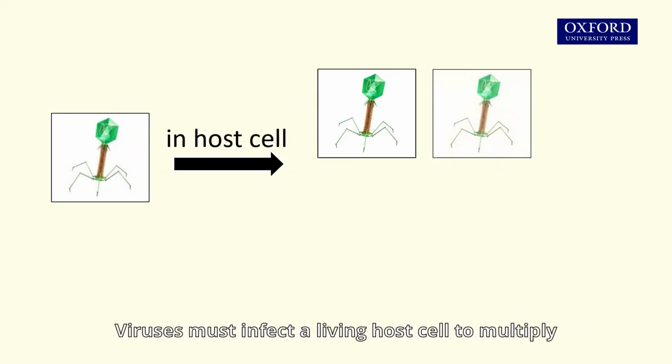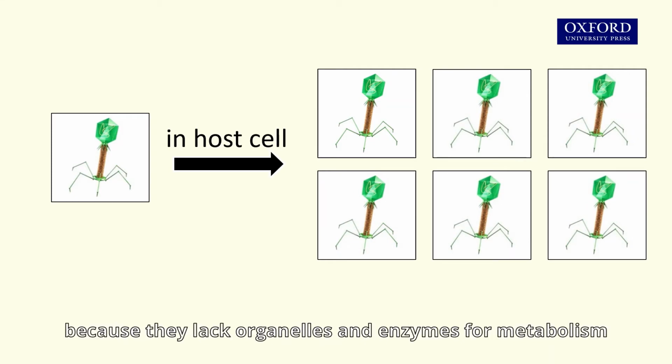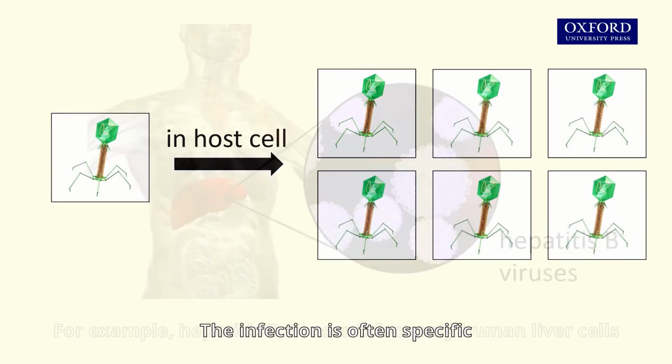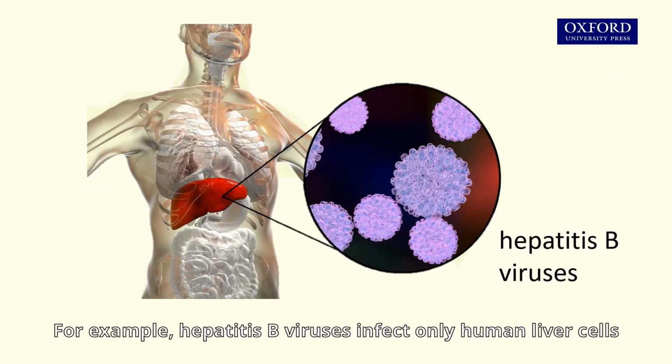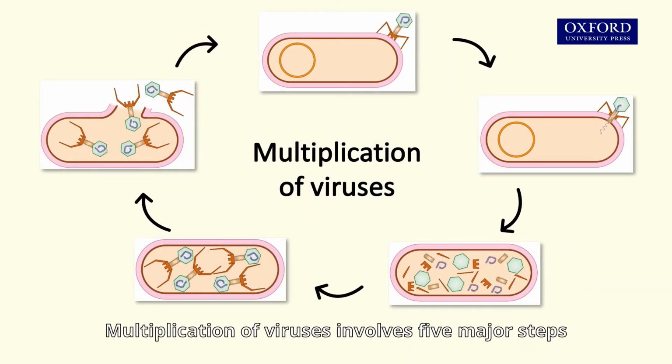Viruses must infect a living host cell to multiply, because they lack organelles and enzymes for metabolism. The infection is often specific. For example, hepatitis B viruses infect only human liver cells, but not other types of cells. Multiplication of viruses involves 5 major steps.